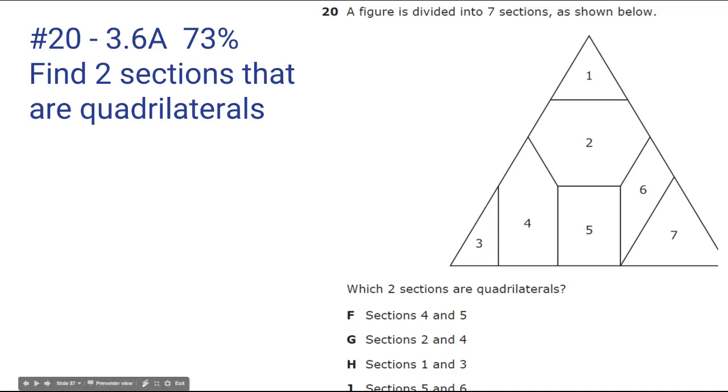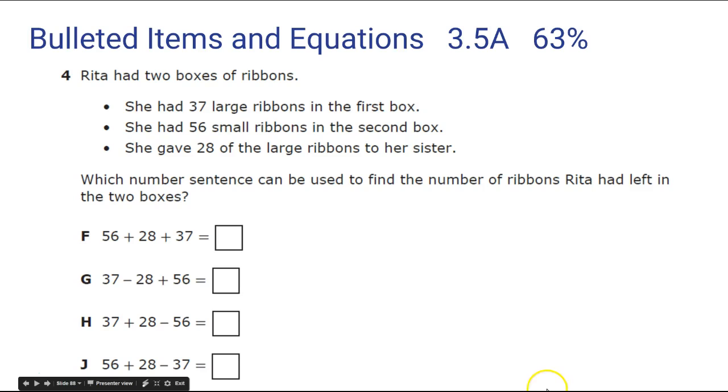Here are some items I'd like for you just to notice. For example, this item, the kids are finding two sections that are quadrilaterals. So they really need to know that term quadrilateral and be able to do two sections. Also notice that we have more bulleted items in our second narrative. This was very obvious in all 3 grade levels.